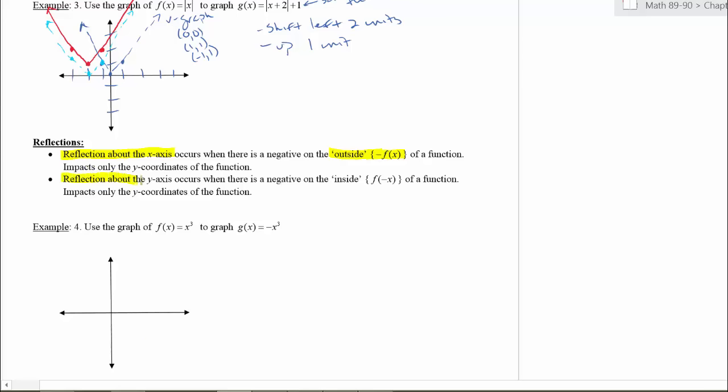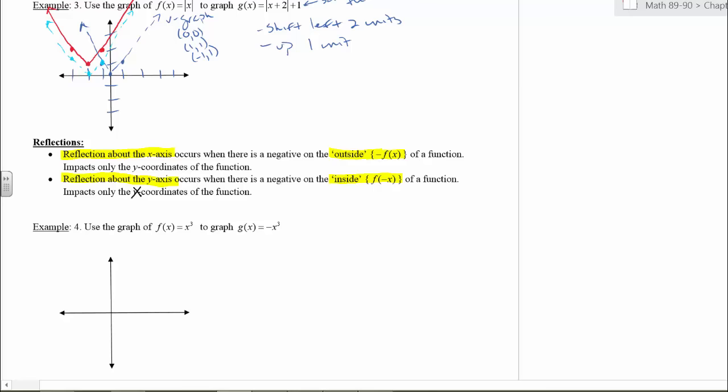The way you reflect about the y-axis, so from the right side to the left side or left side to the right side, is when there's a negative inside the function. So now you're a little more familiar with this inside-outside talk. And this one affects only the, oh, that's a typo. That should be right here. Should be x-coordinates, not y-coordinates.